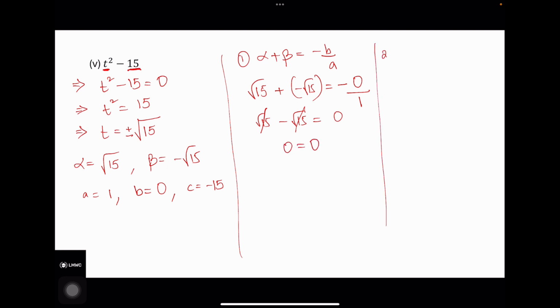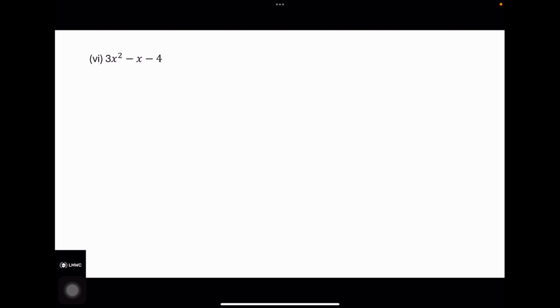So the second is product of zeros is equals to c by a. So root of 15 times minus root of 15 is equals to c, which is minus 15, by a is equals to 1. So root 15 into root 15 is 15, plus into minus is minus, equals to minus 15 by 1 is minus 15. So the next question, again, we are going to proceed in the same manner.